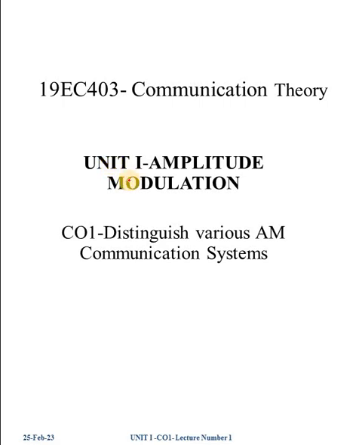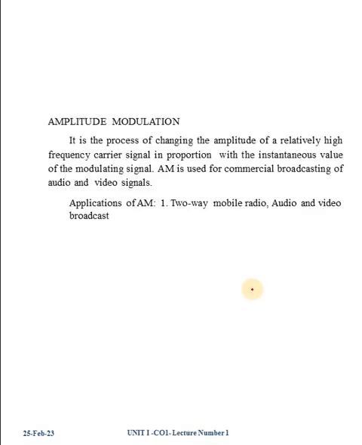Going to discuss amplitude modulation. It comes under the first unit. The course outcome of the first unit is to distinguish various amplitude modulation communication systems. So what is the definition of amplitude modulation? It is a process of changing the amplitude of a high frequency carrier signal in accordance with the instantaneous value of the modulating signal. What are the applications? Applications of AM are two-way mobile radio and audio and video broadcasting.